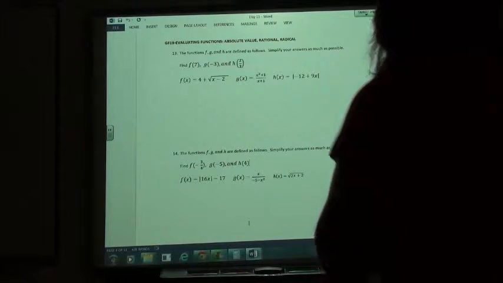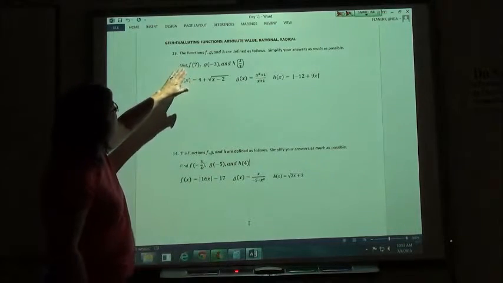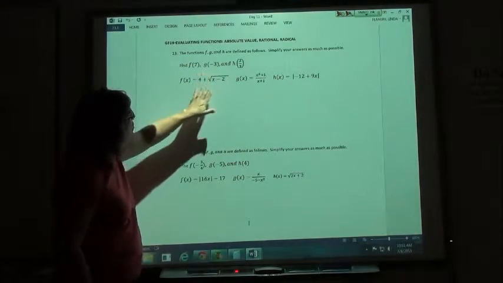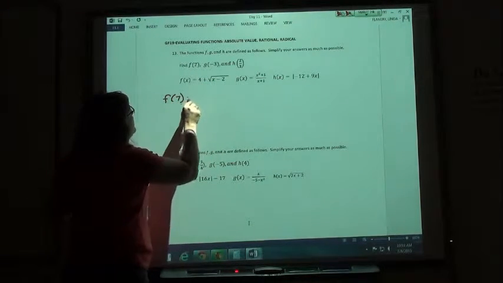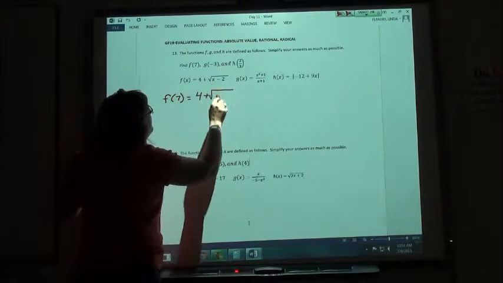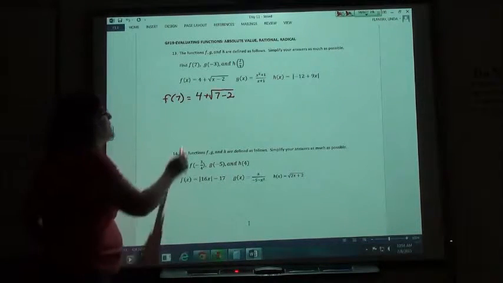Right, on these next ones we're evaluating functions written in functional notation. If I'm finding f of 7, it means I'm putting 7 in, and I'm actually only working on this right side of my equation. F of 7 means I'm going to do 4 plus the square root of, and I'm going to put 7 in there, so 7 minus 2. And then I want to simplify as much as possible.